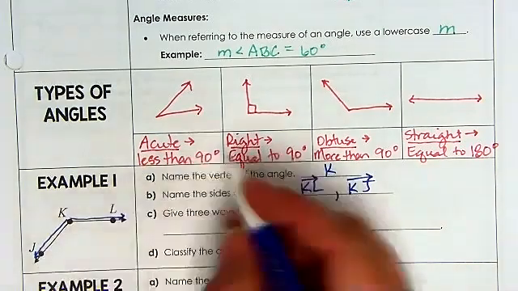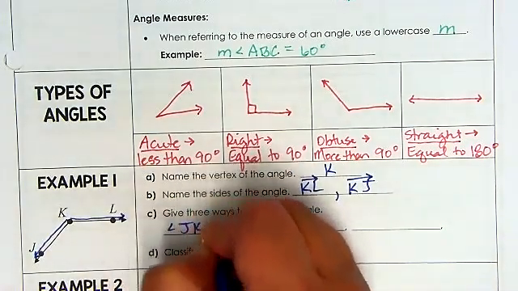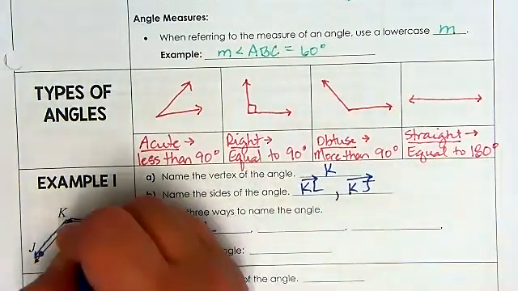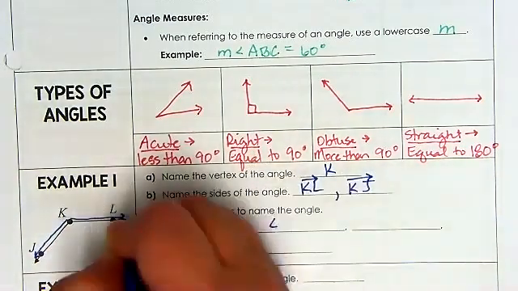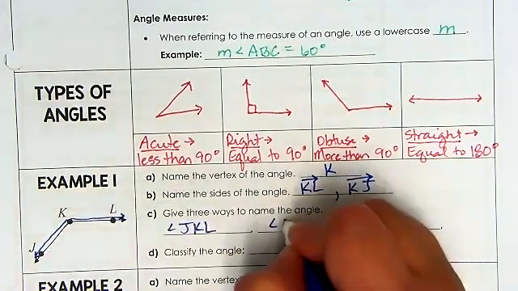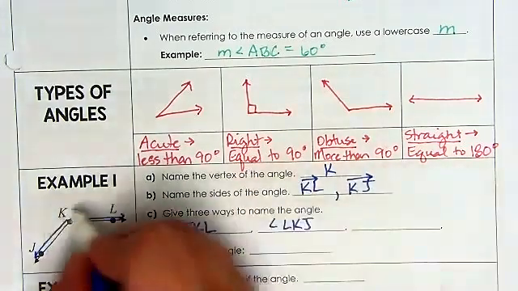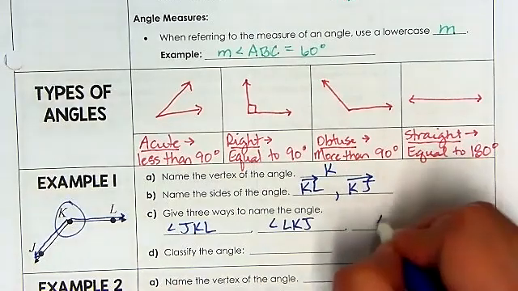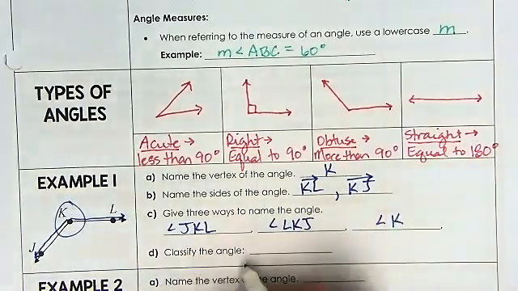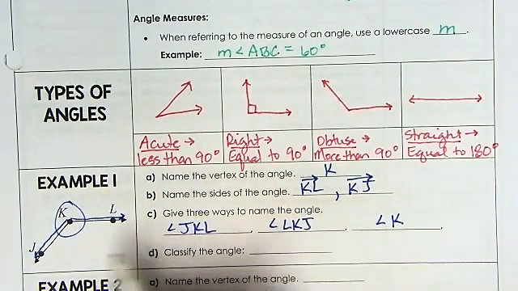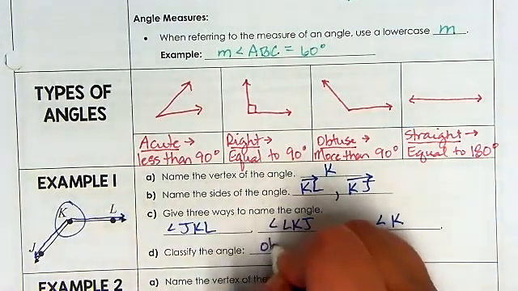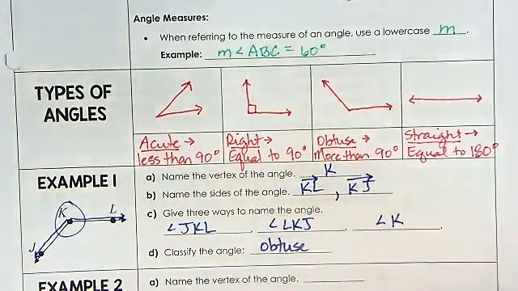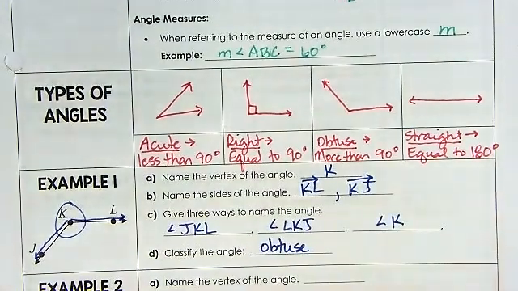Now I'll give three ways to name the angle. We can go angle JKL, or angle LKJ, or it's just K, angle K. Classify the angle. Well, when I'm looking at this, it's definitely not a right angle, okay? This is obtuse because it is greater than 90 degrees. Okay, moving right along. We're going to go onto the back of this page and work a couple of examples.